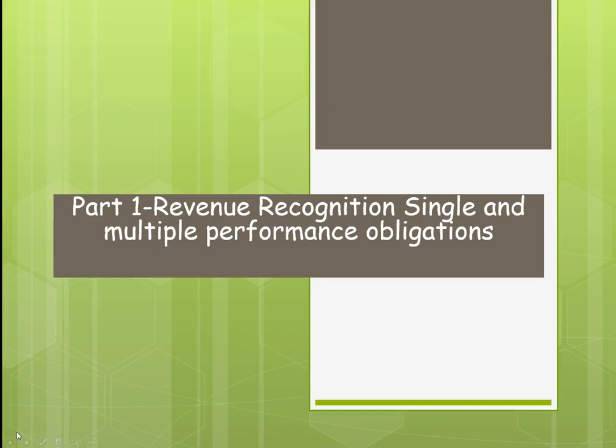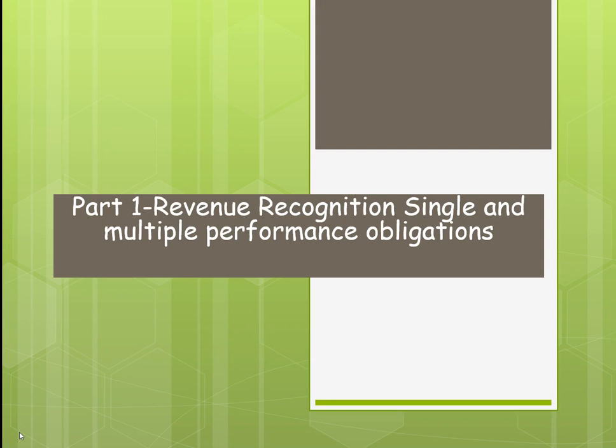This is Chapter 5, Part 1: Revenue Recognition when there's a single and multiple performance obligations. Recently, the revenue recognition rules have changed. There are now 5 guidelines. We're going to go over all of them, and then I'm going to walk you through examples.